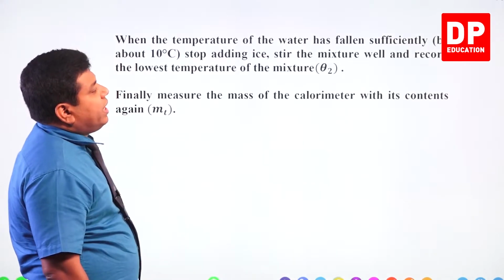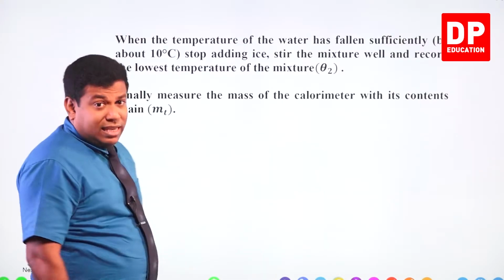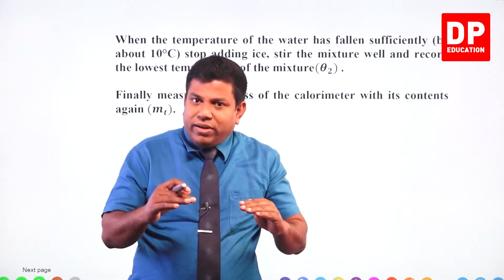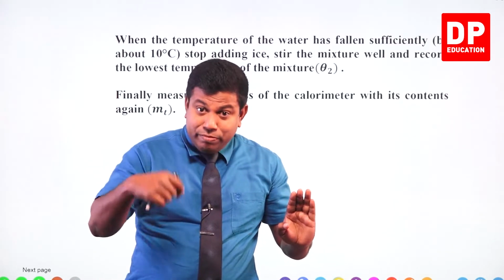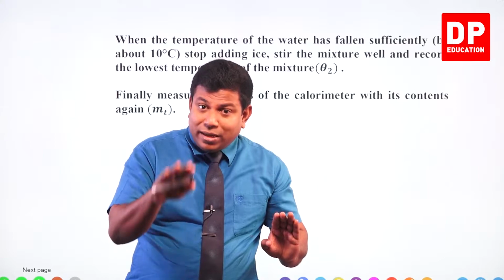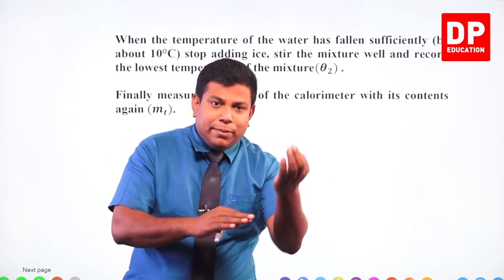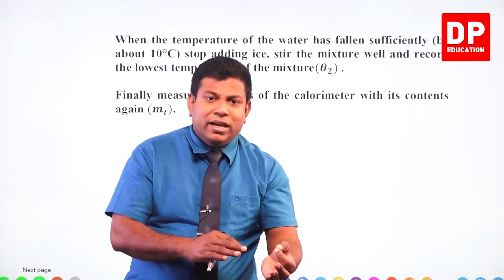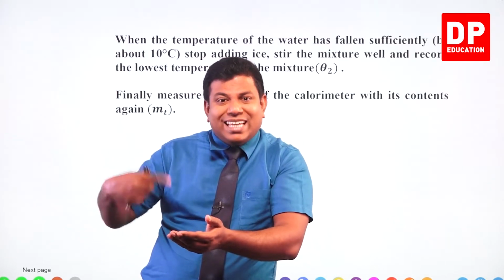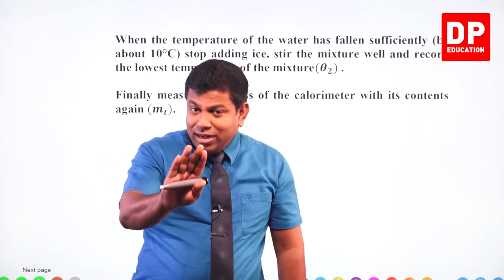When the temperature of the water has fallen sufficiently by about 10 degrees centigrade, stop adding ice, stir them. Let's say you started at 35, you are adding ice cubes, you have come to 25, stop adding ice cubes, still keep stirring it. Sometimes after that also, the temperature might go down. Why? Previously, temperature was not uniform. Near the tip of the thermometer, it might have been 25, but at other places it might have been 24. So, when you keep stirring it, it might come to 25.5, 24.5. So, don't suddenly stop the experiment.